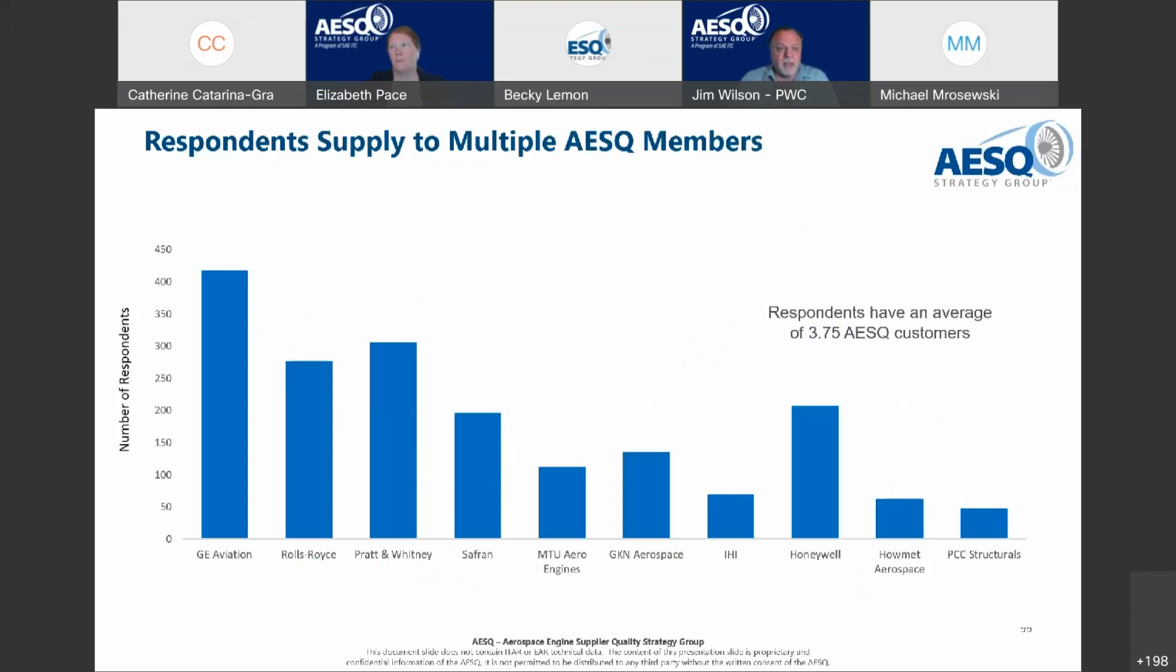Keep this quick. And again, as we said, we asked each respondent which of the AESQ members they are a supplier to, and this was the breakdown. These are actual numbers of respondents. The highest one was GE Aviation. The interesting point is that if you took an average of all of those that had one of these 10 as their customer, the average for each respondent was 3.75 members. It's an interesting number because it almost matches identically.